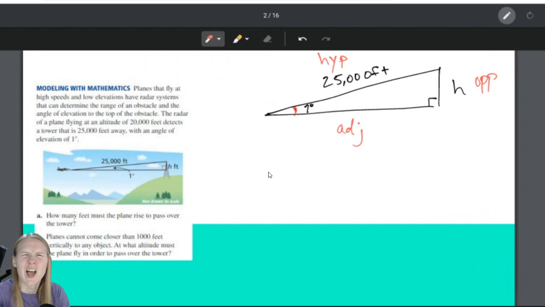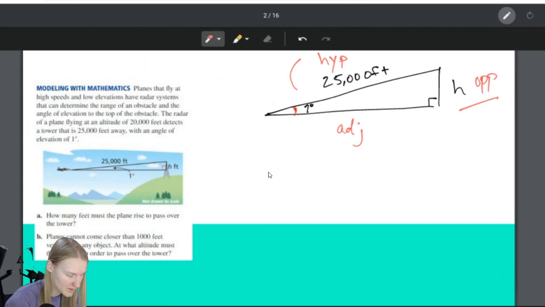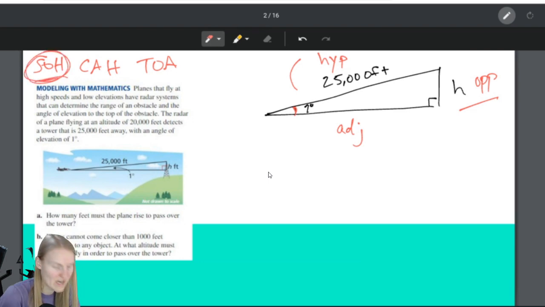So which trig function do I need to use for this problem? Let's see, I have the opposite, I have the hypotenuse. Let me think. SOH CAH TOA. I need opposite and hypotenuse. Winner. We are going to use sine, because that's the one that uses the opposite and the hypotenuse. Beautiful.